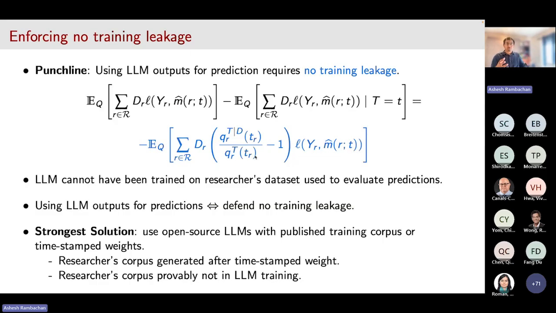How exactly are we to enforce this if large language models are complex tools trained on data that we don't exactly know? Well, at this point, the field's view is that the strongest solution to this problem is to use what are called open source large language models that have either a published training corpus or time-stamped weights, for example, published on Hugging Face. Why is this valuable? It's valuable because if the large language model has a timestamp and you are using a corpus that was generated after the timestamp, you mechanically know there is no training leakage.